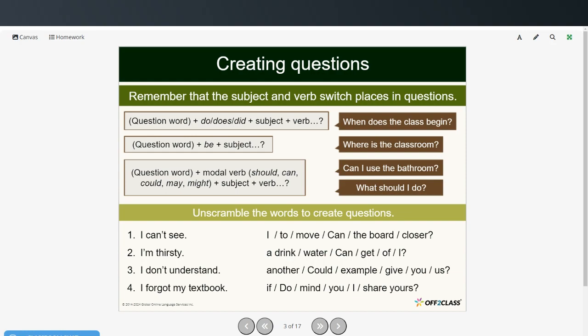And then another format would be the question word plus a modal verb like should, can, could, may, and might, then the subject, then the verb. So can I use the bathroom? This one is a yes or no question, so it doesn't have a question word. It just starts with the modal verb can, and then we have the subject and then the verb use. This one has the question word what, should is the modal, and then the subject I, and the main verb do.